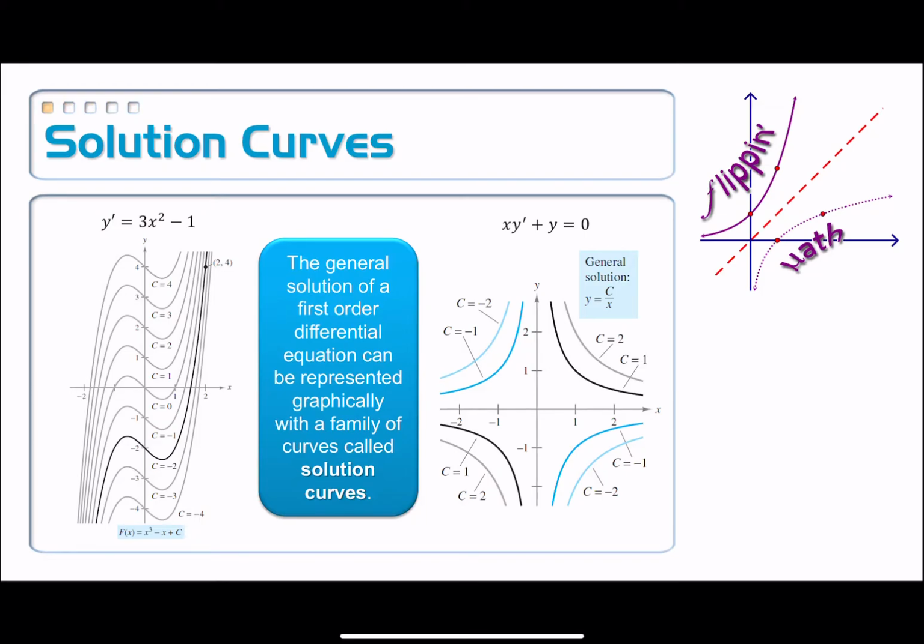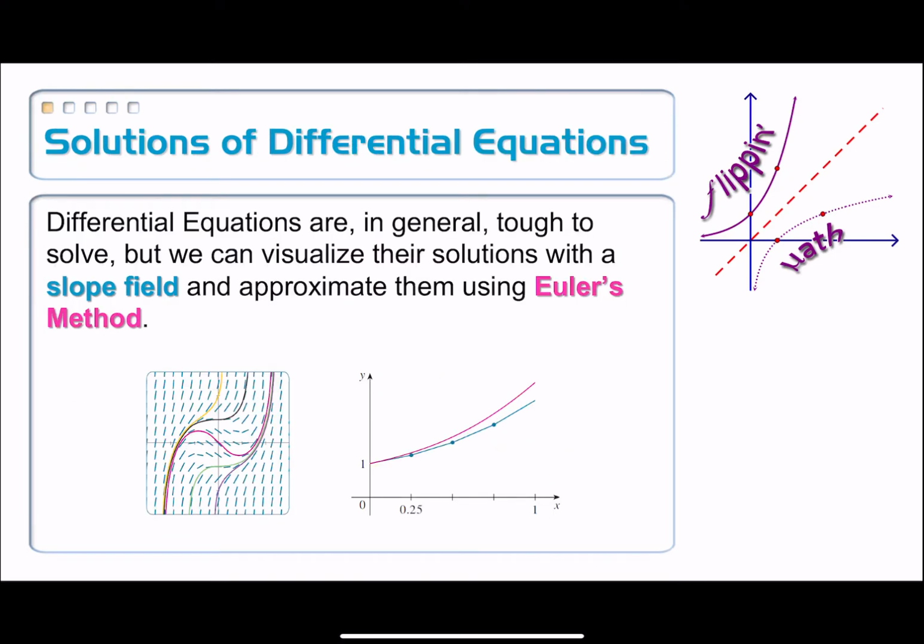Look over here on the right-hand side, the differential equation is xy prime plus y is equal to 0. This one would be a little bit tougher to solve, and notice this time, however, we don't have vertical translations for our constant of integration. Instead, if we choose a different value of c, it's going to vertically stretch or shrink this graph. Okay, so solutions to differential equations.